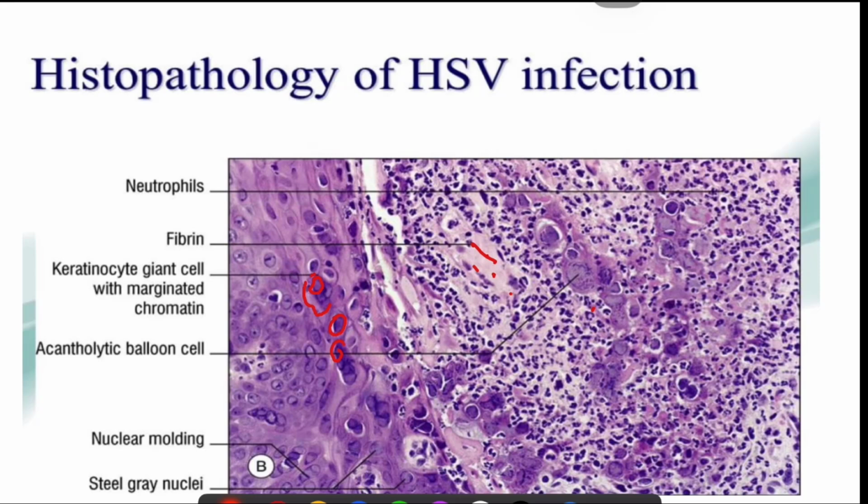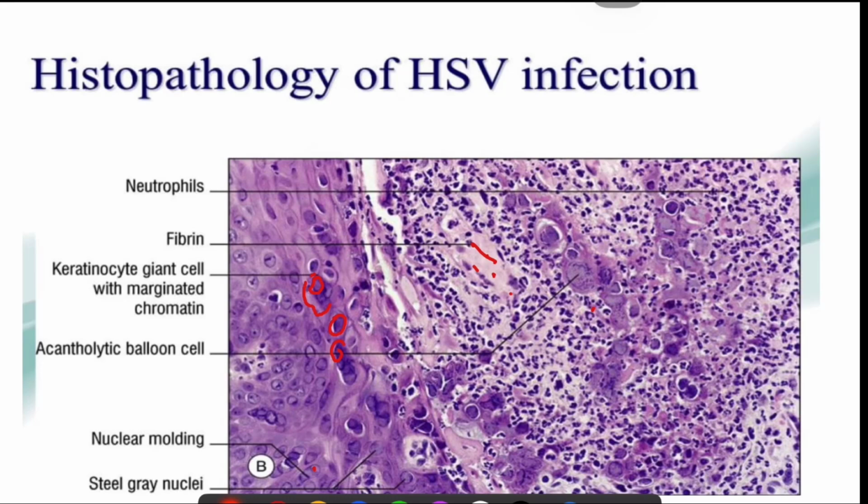So these are the separated or singly scattered large cells, then nuclear molding, where multiple nuclei are fitting together and have a puzzle-like appearance. So this is called nuclear molding. And steel gray nuclei, this is the gray color appearance.